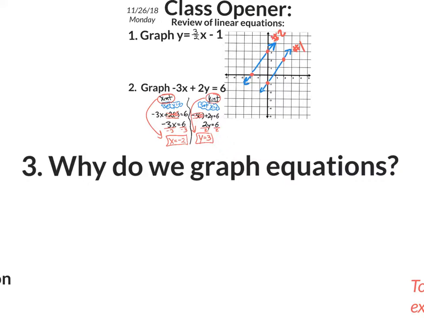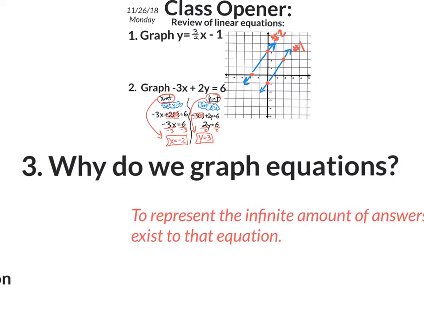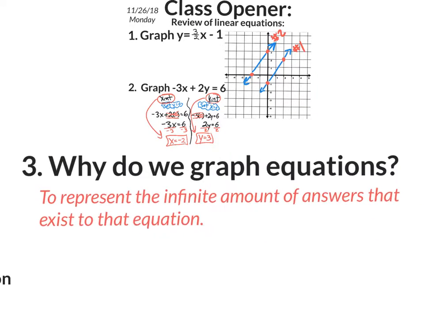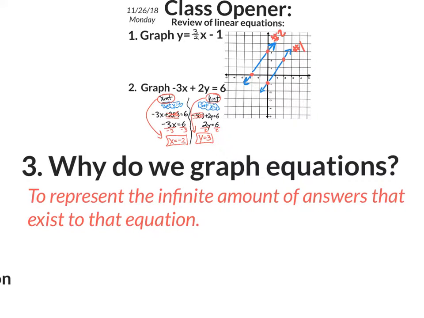So what does the line actually represent, Caden? It represents every single solution that exists to an equation. So when we graph, why do we graph? To represent the infinite amount of answers that exist to an equation, right? That's why we graph. So let's go back and review both forms.